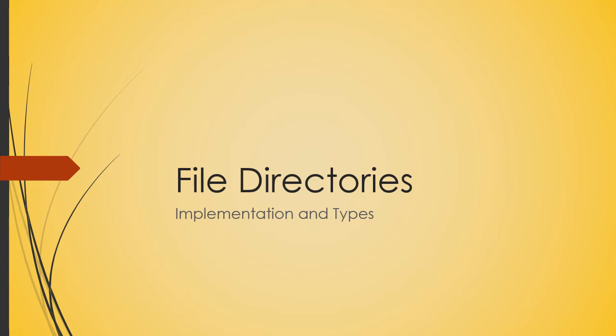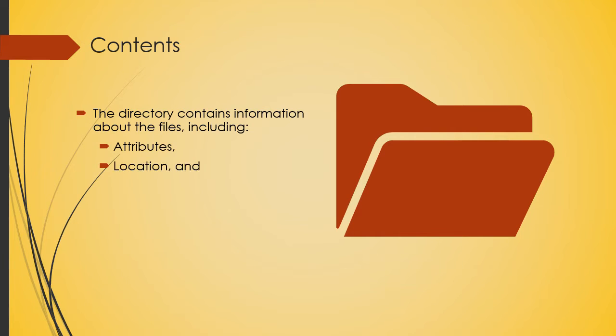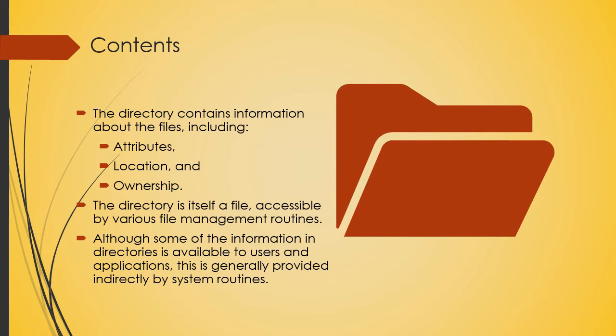Let us now talk about file directories. Contents. Associated with any file management system and collection of files is a file directory. The directory contains information about the files including attributes, location, and ownership. Much of this information is managed by the operating system. The directory is itself a file, accessible by various file management routines. Although some of the information in directories is available to users and applications, this is generally provided indirectly by system routines.